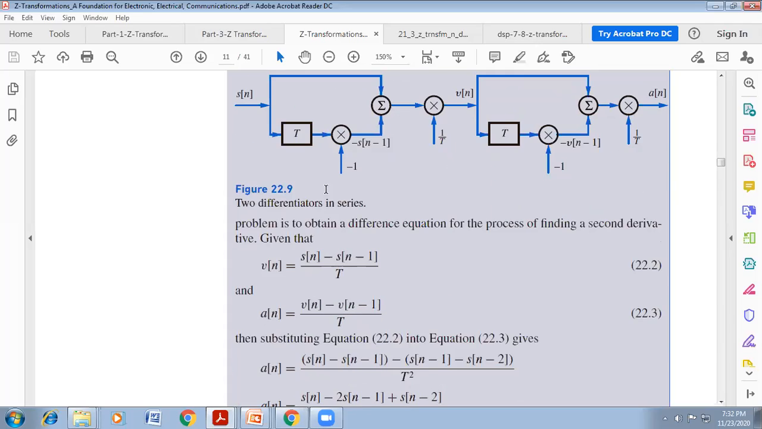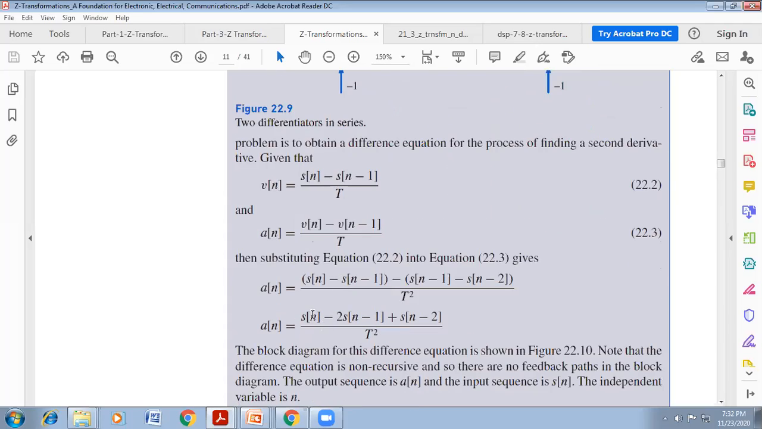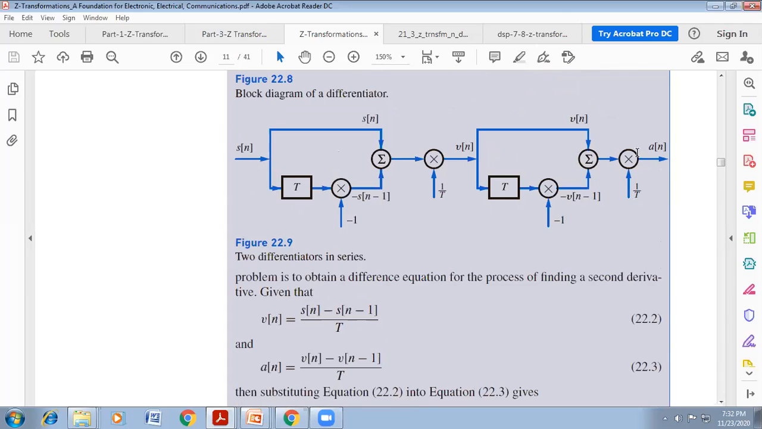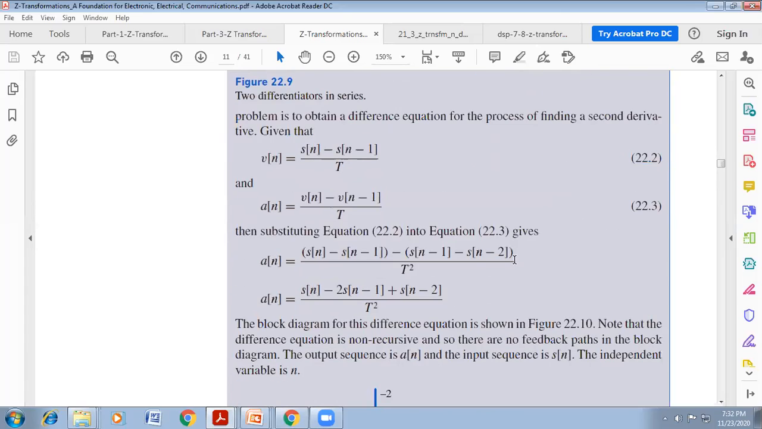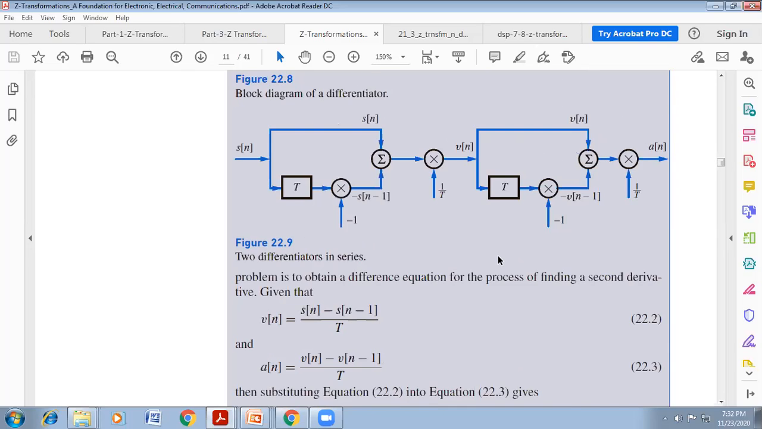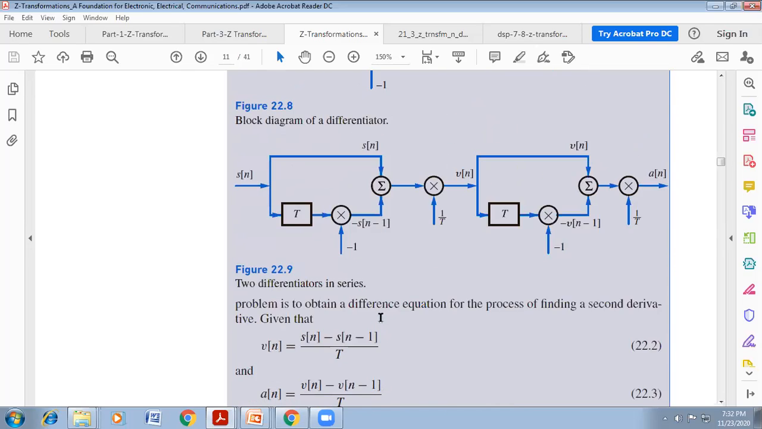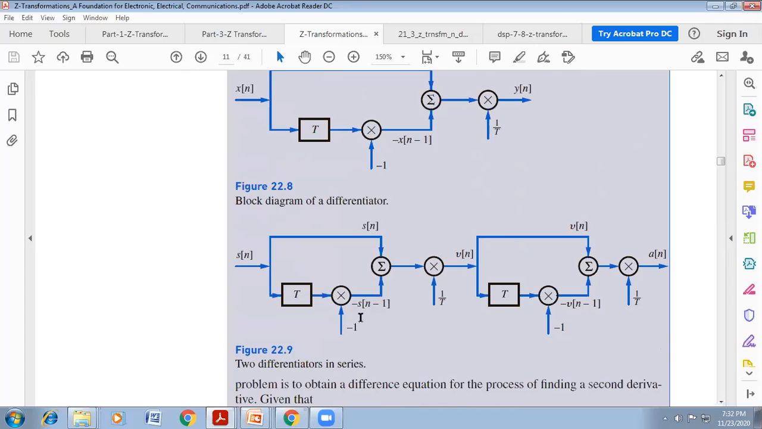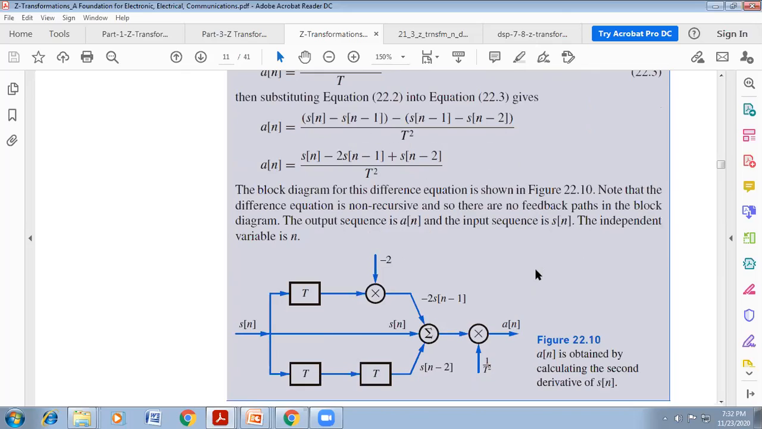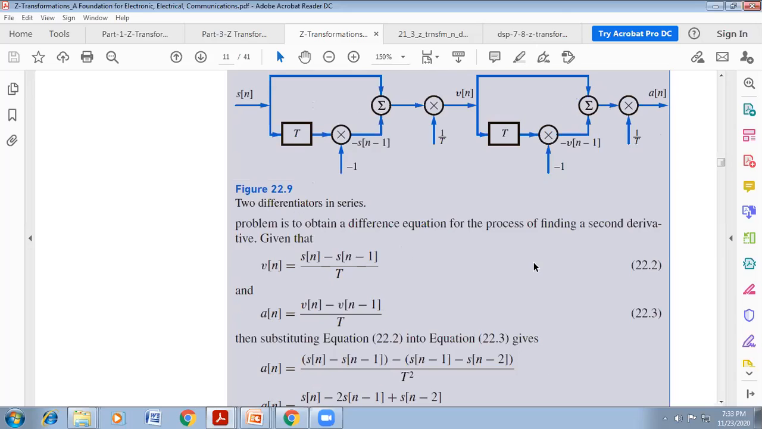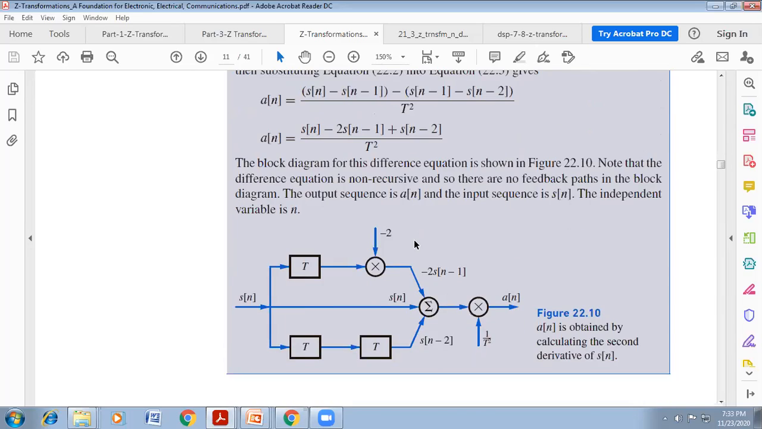Here Sn is the input and An is the output. Sn is the input and An is the output. Understand everybody? This is the main difference equation for acceleration, and for this difference equation we are getting this whole diagram. Understand? Yes, sir. Okay. So combined, these two diagrams can be represented like this.